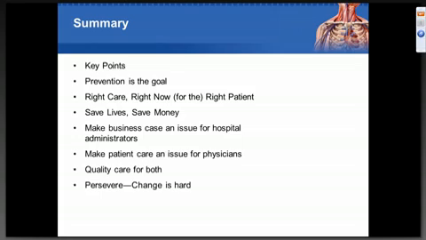Now, the last piece I want to mention is what I've seen: there's a lot of enthusiasm. We start a campaign, you do a lot of work, and then in 2014, things fade a lot because people don't pay attention or they've got some more campaigns. So remember, persevere, change is hard, and keep at it.